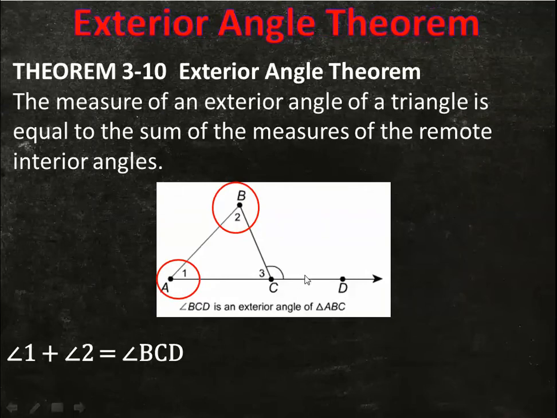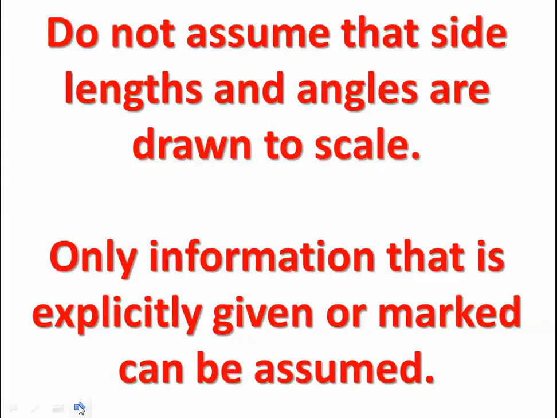Now, the exterior angle theorem says, and you can read it up there, but basically what it's saying is that the measure of angle 1 plus the measure of angle 2 is going to equal the measure of angle BCD. That's all it's saying. And it will work that way no matter which exterior angle you're using. You always use its remote interior angles to use this theorem. And you'll see some examples of that when we're doing the lesson. And again, do not assume that anything is drawn to scale. Only use information that's explicitly given or marked.